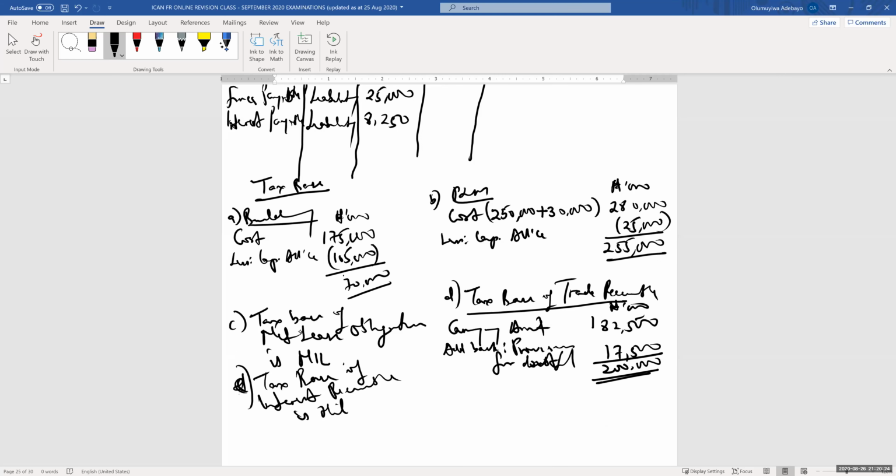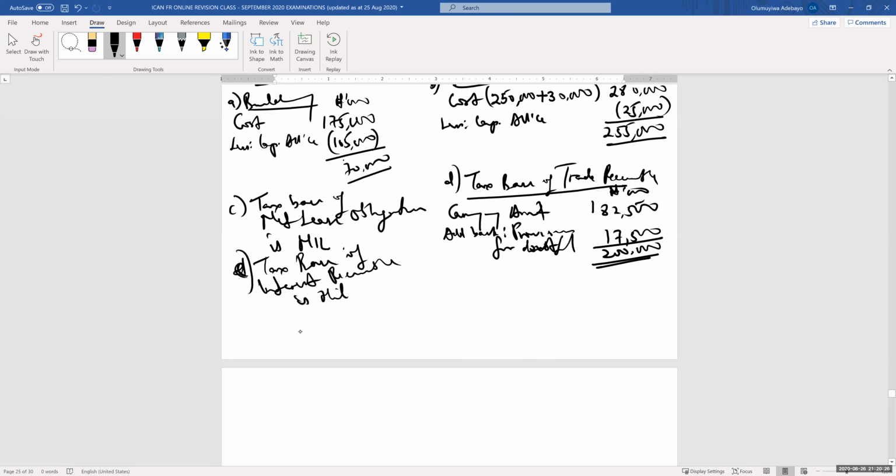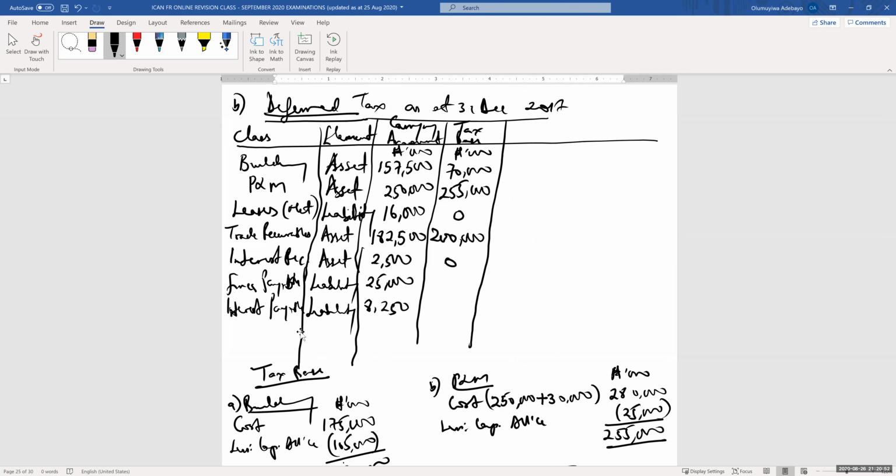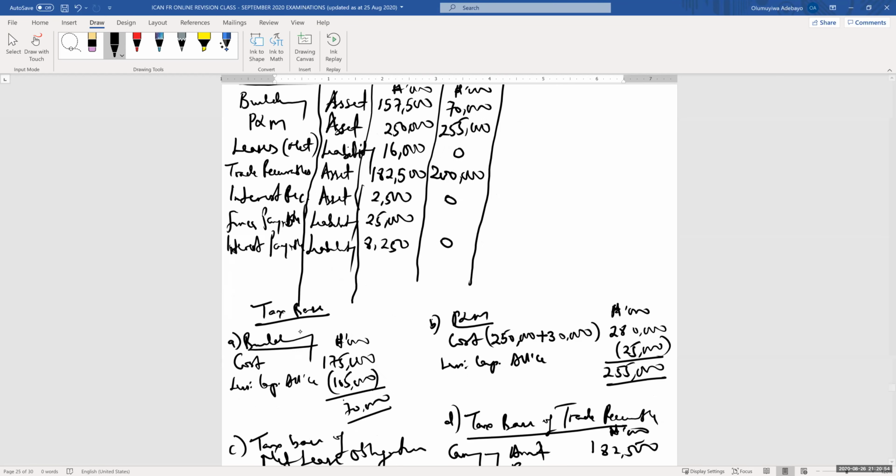Now, what is the tax base for interest payable? Similarly, the tax base for interest payable is equally going to be treated in a similar manner to the interest receivable because the law says it's on cash basis. This is also nil. And therefore I come here, I say this is nil.